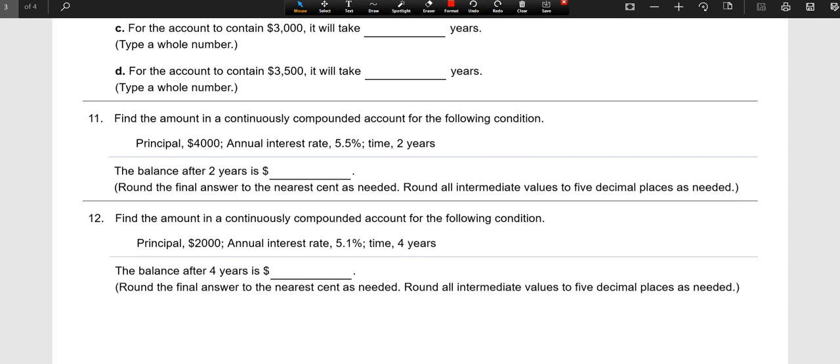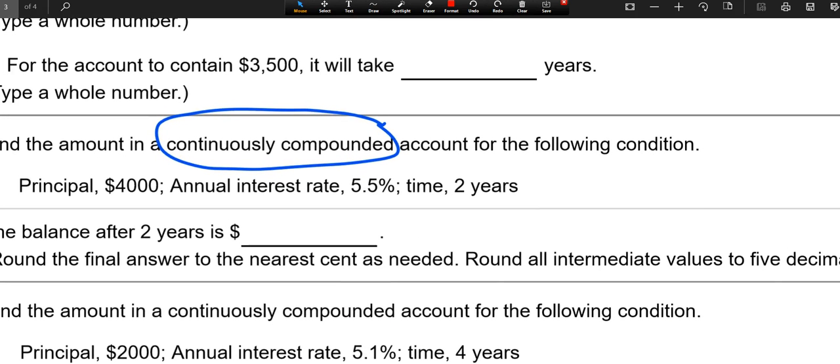On a lot of the questions before, I crossed off a particular formula, and now we're going to be using that formula. Okay? Continuously compounded. There's a new phrase. That phrase is going to lead us to a different formula. You really need to pay attention.